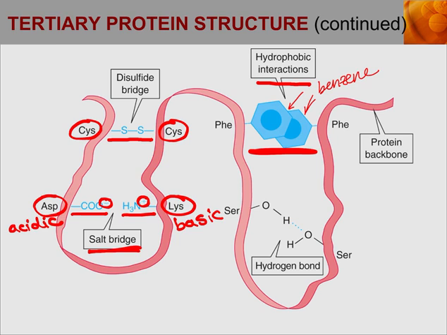And then finally, we could have, for instance, a polar side chain, like an alcohol group, and that would form a hydrogen bond, or those two side chains would form a hydrogen bond. So these are all the different ways that we get a tertiary structure. And again, that has to do with interactions between the side chains, the R groups.